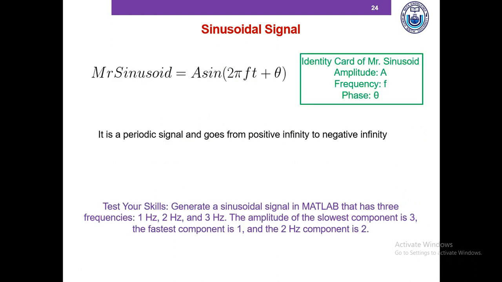You need three parameters to completely define a sinusoid: amplitude, frequency, and phase. So for an identity card of Mr. Sinusoid, you need three parameters: amplitude, frequency, and phase. The A here is the amplitude, and f here is the frequency. It could also be omega, which is the angular frequency, f here is the linear frequency, and theta here is the phase. A sinusoid is a periodic signal and goes from negative infinity to positive infinity.